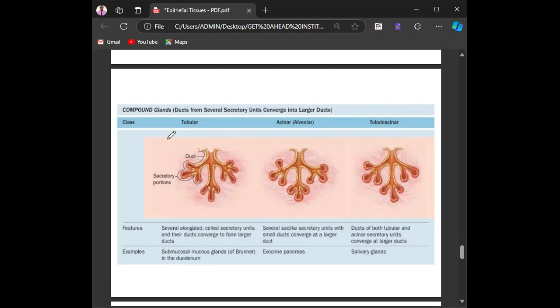And then coming to the compound glands, we have the tubular. An example has to do with the submucosal mucus glands, or Brunner's glands in the duodenum. Then you have the acini or alveoli. As far as the compound gland is concerned, an example is the exocrine pancreas. Then you have the tubuloacini, tubular and acini combined, for example, the salivary glands.